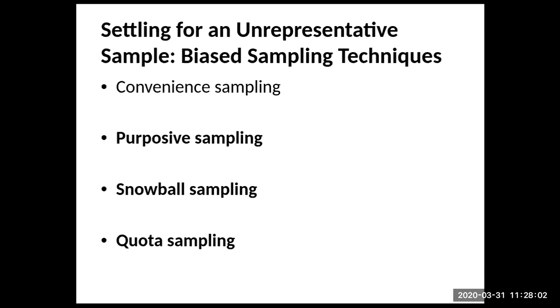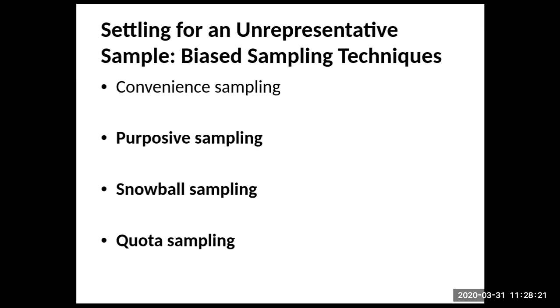That doesn't mean that it invalidates our study. It just means it's a little less representative. It's just not as good for external validity. So we have convenience sampling. We talked about purposive sampling, where you're just going to places where you know you'll get people for this topic.